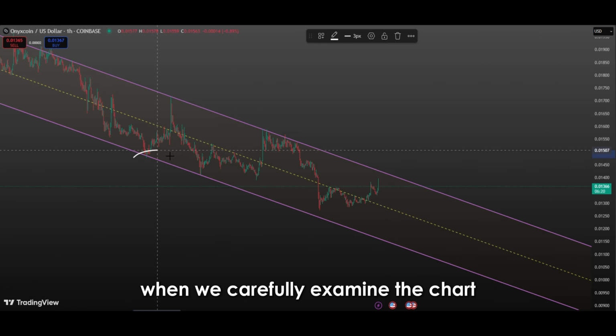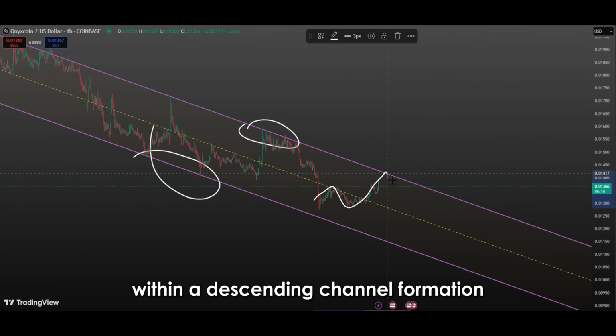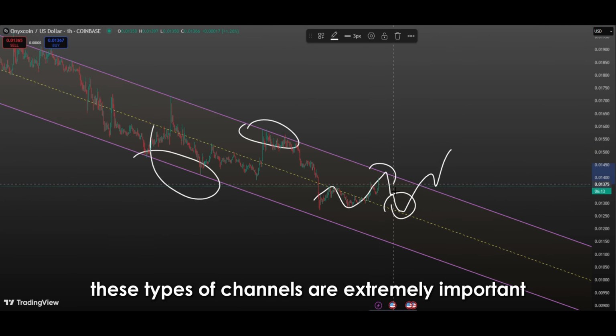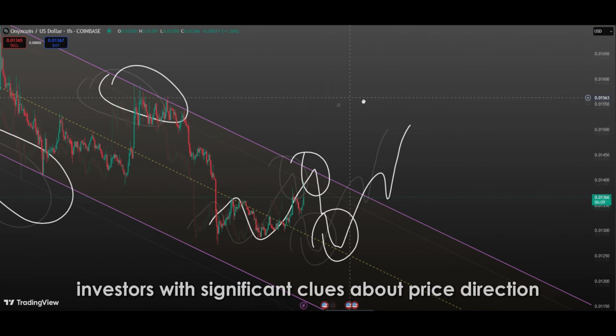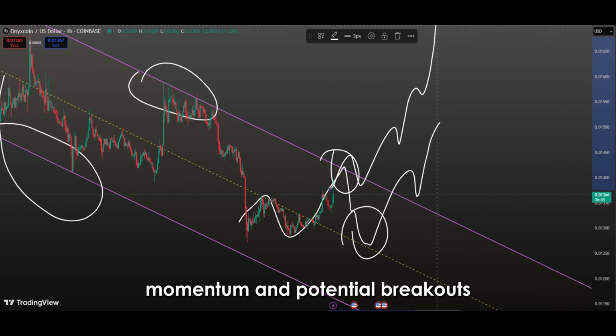When we carefully examine the chart, we can see that the price movements have been progressing within a descending channel formation for a certain period. These types of channels are extremely important structures in technical analysis, as they provide investors with significant clues about price direction, momentum, and potential breakouts.